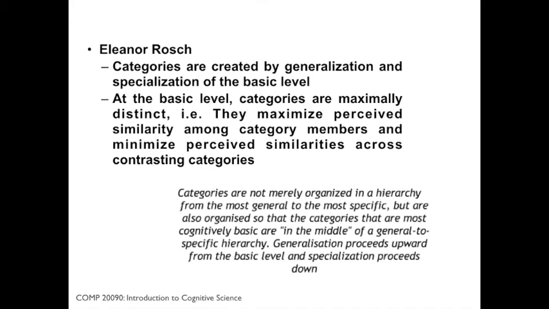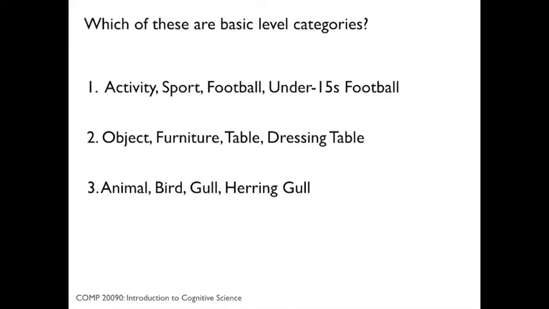But here's the same idea. Categories aren't just organized from the most general to the most specific. The cognitively basic ones are the ones that you will imagine when I ask you to imagine something. And we generalize by moving up towards more abstract categories, and we specialize by making things more specific below the basic category. So let's consider these.